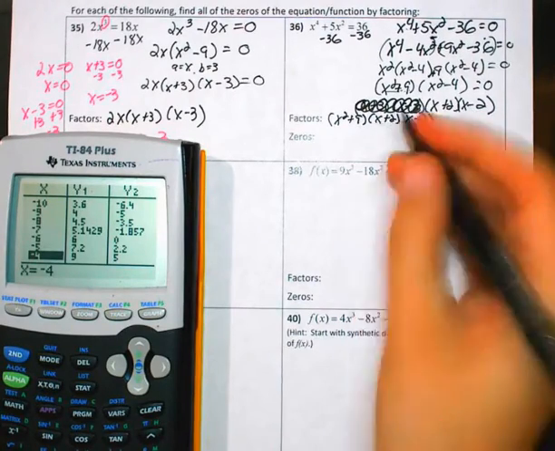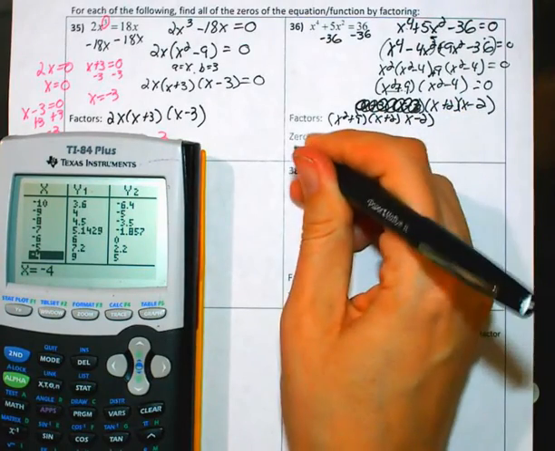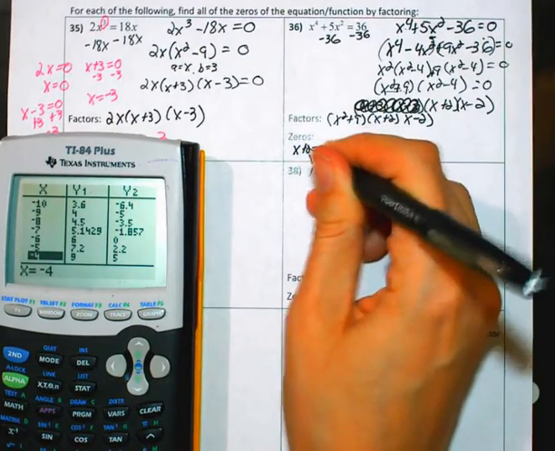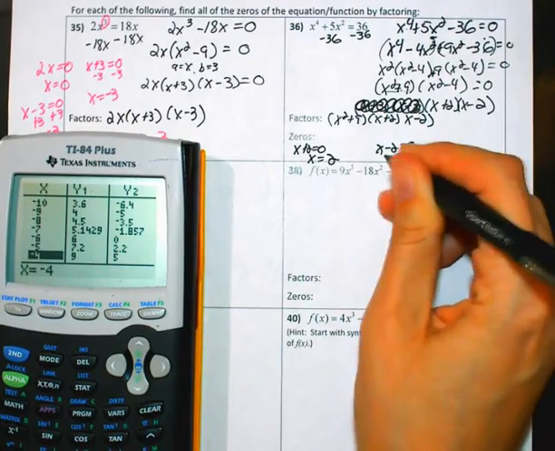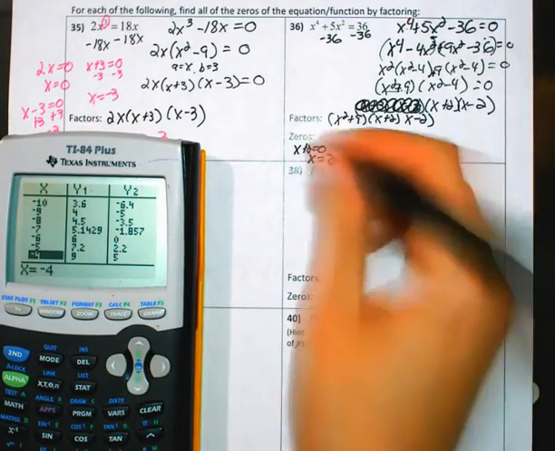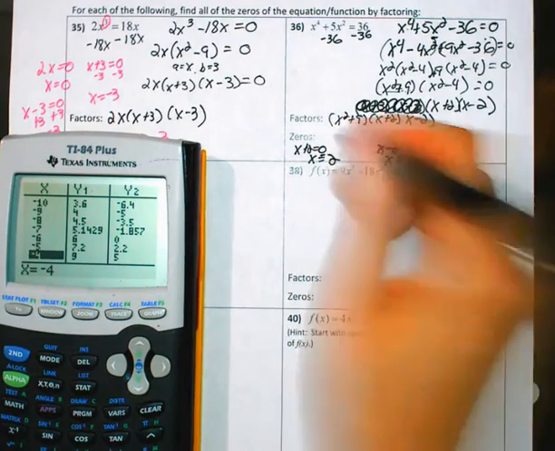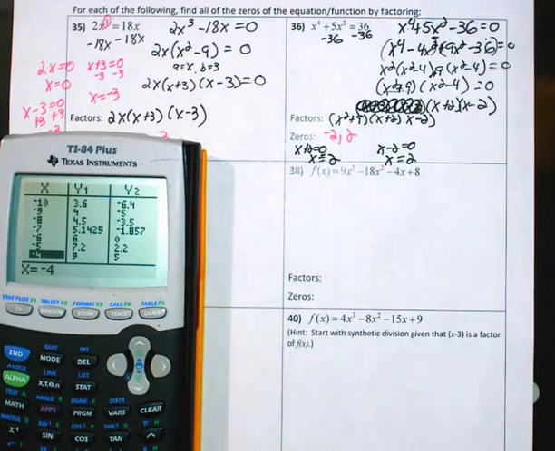So for these two factors, we could set them equal to 0 and easily see that x plus 2 equals 0 is going to give me x equals negative 2. x minus 2 equals 0 is going to give me x equals positive 2. So my zeros are negative 2, positive 2.